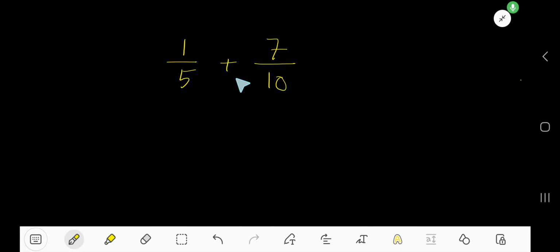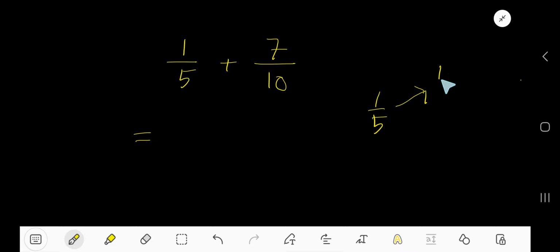How to add 1 over 5 plus 7 over 10. Okay, to add one fraction with another we need the same denominator. Here 10, here 5. So try to change this 5 to 10. Look, we need to consider the equivalent fraction of 1 over 5.